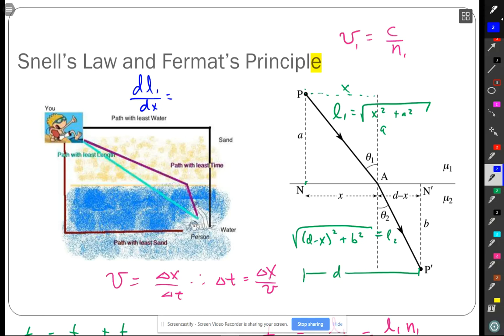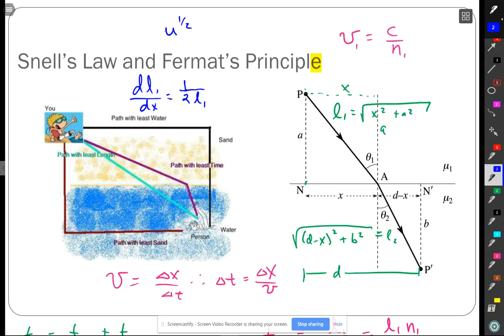Ariane, how do you take derivatives of a square root? So the derivative of u to the 1/2 is going to be 1/2 times u to the power of minus 1/2, or 1/2 over square root of u. My square root of u here was L1, so it's 1/2 over L1.